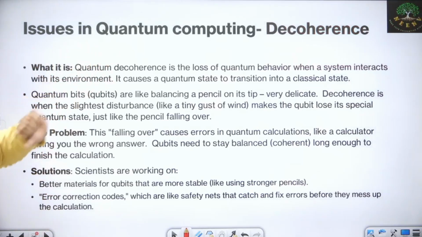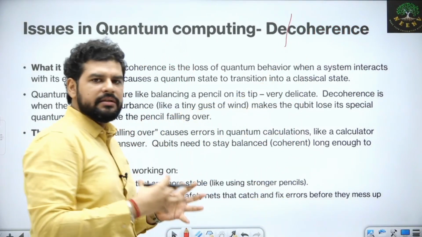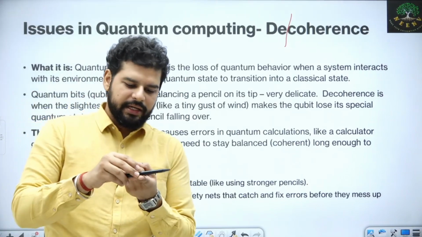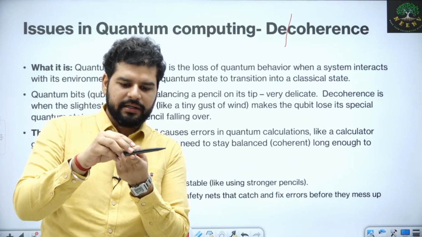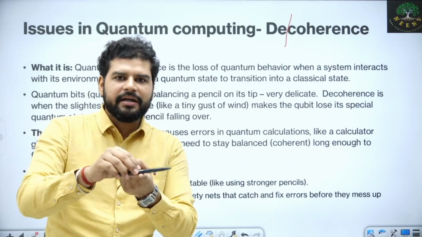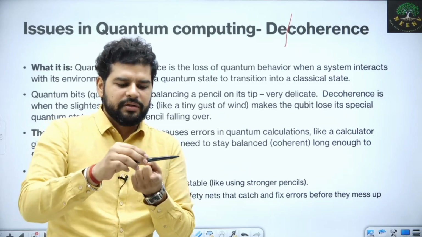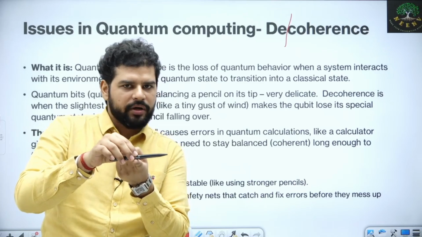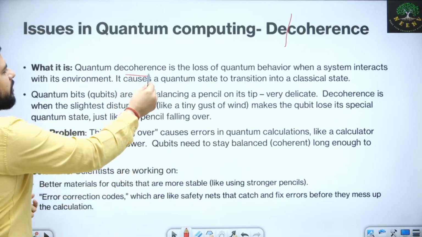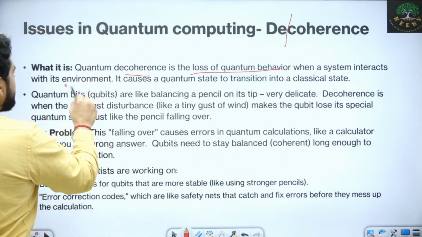So what are the issues? First is decoherence. Coherence means it is in a stable state. Decoherence means an unstable state. Let's imagine I'm trying to balance this pen on my finger, right? Let's say I balance this somehow. If a gush of wind comes, or even if I do this, it will fall. If it is stable on my finger, it is in coherence. If it falls, it is in decoherence. So quantum decoherence is the loss of quantum behavior, like superposition, when a system interacts with its environment.